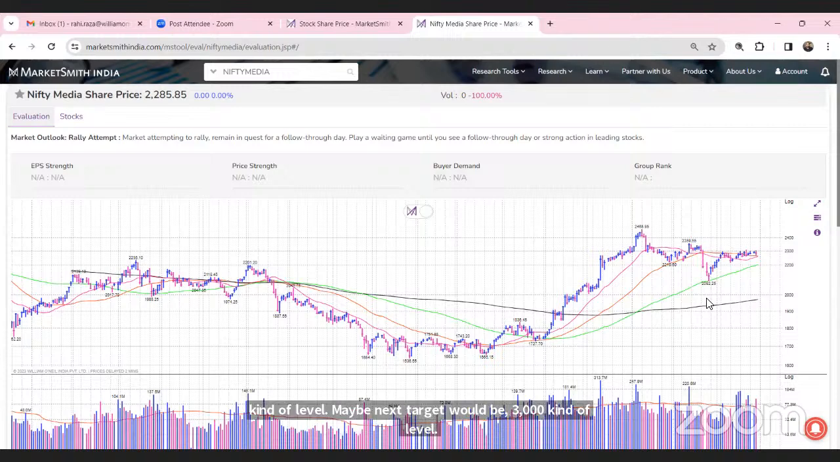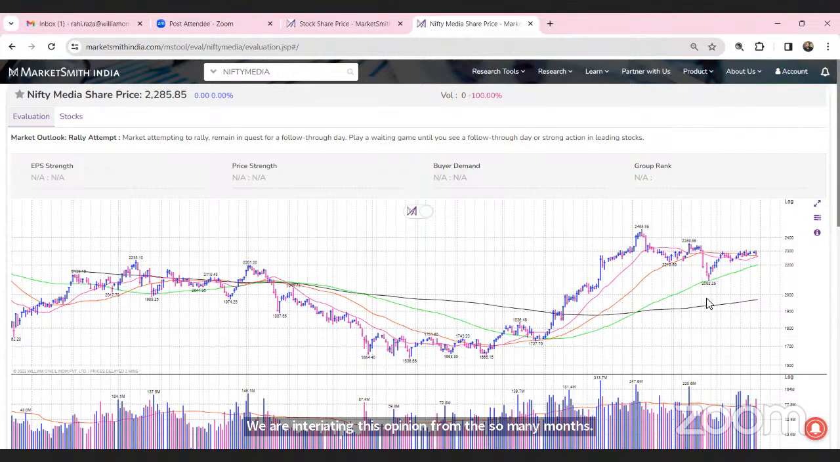We are reiterating this opinion for so many months. Once again, I would like to reiterate that the day it gives a breakout around 2,400 or 2,450, maybe the next target would be 3,000 in the next 2 to 3 quarters at least. But meanwhile, it is sideways, I'm not denying that. But sideways with a positive bias. At least the bias is positive. There is no negative bias.